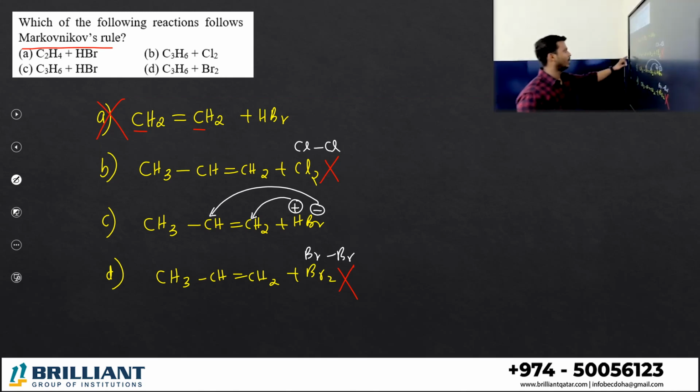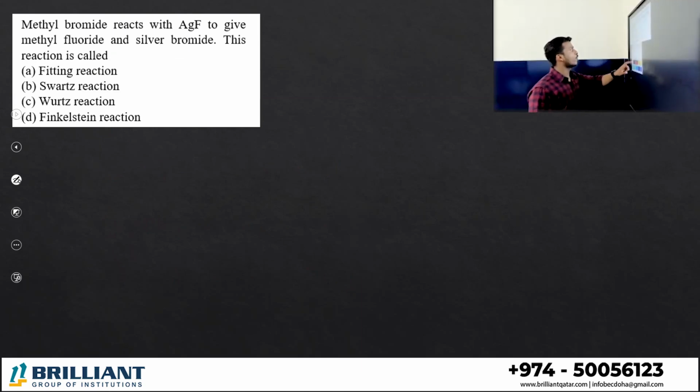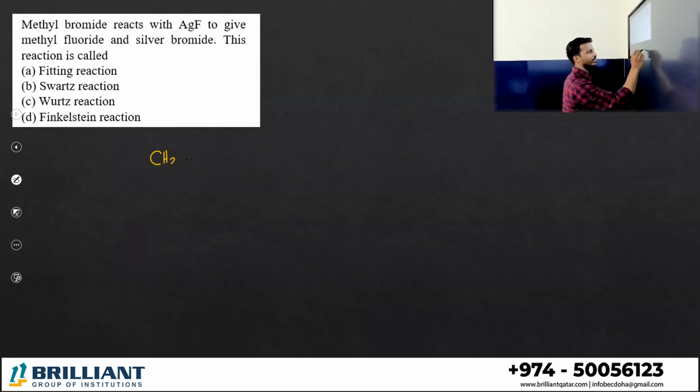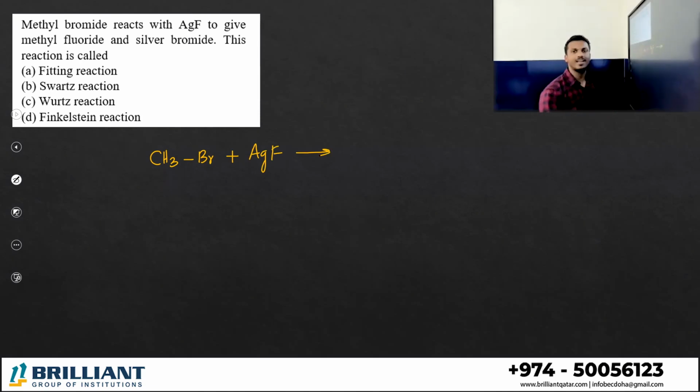So your Markovnikov rule is only applicable in option C. Correct? Simple question. Next one, dear all, methyl bromide. Come on fast. Methyl bromide. What is methyl bromide? CH3Br. React with the AgF. I hope you get the answer immediately. Silver fluoride. What is happening?